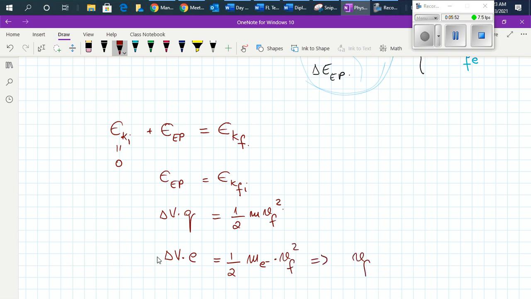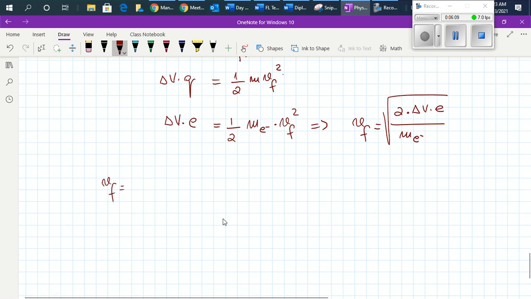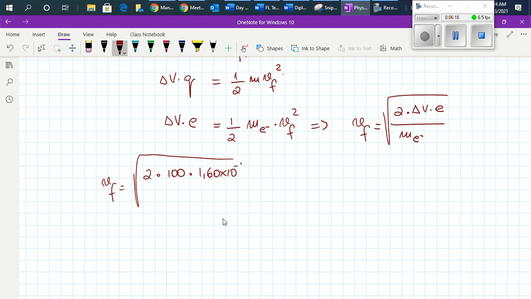From here, V final will be the square root of 2 times delta V times elementary charge over mass of the electron. In our case, delta V was 100. So V final will be the square root of 2 times 100 times elementary charge, 1.60 times 10 to the power of negative 19, the whole thing over 9.11 times 10 to the power of negative 31 kilograms, which is the mass of the electron. So enter this in your calculator. Do not forget to square root it.